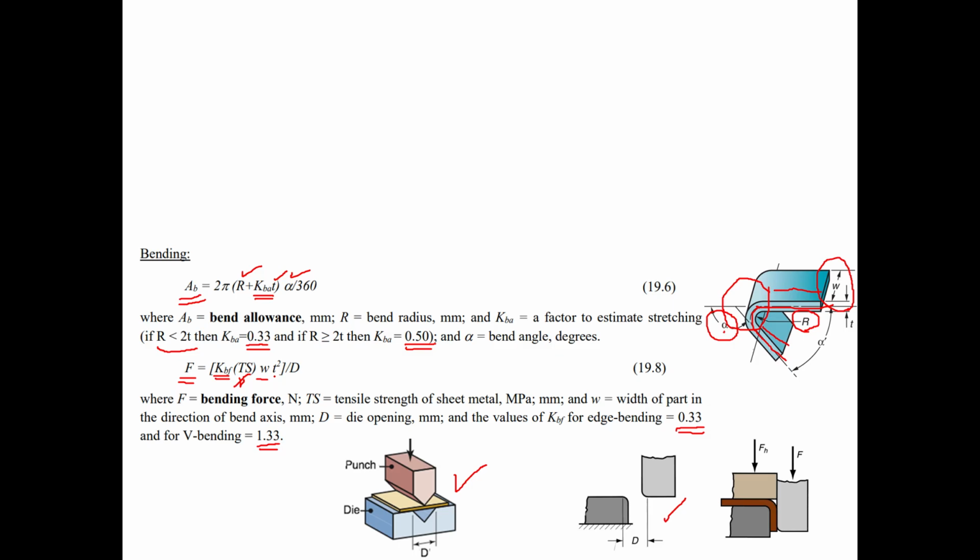And T is the thickness, and D is the distance between the two supporting points on the die. As you can see, it is shown down here what is meant by D in V die, and also similarly what is meant by D in edge die. Two supporting points on the die or on the die and the punch in bending operations is actually referred to by D, or it is referred to as die opening.